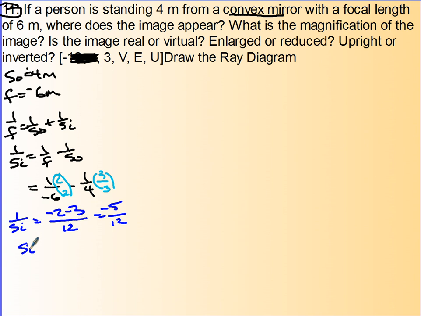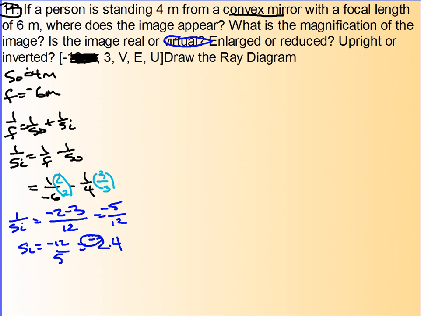So SI is negative 12 divided by 5. 12 divided by 5 is, I believe, 2.4. So negative 2.4. Now because it's negative, I know my answer is virtual.